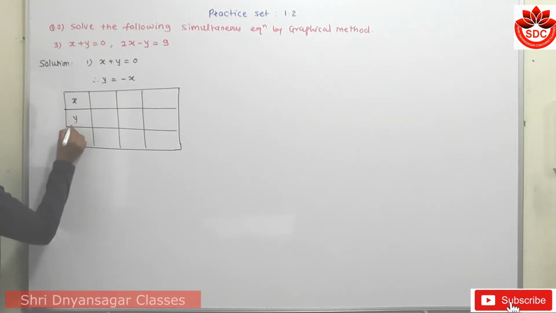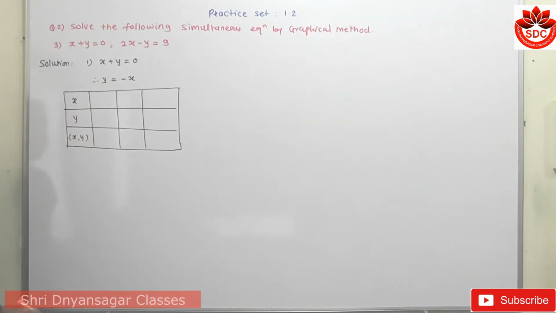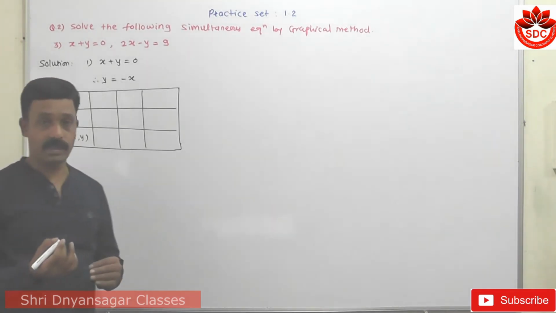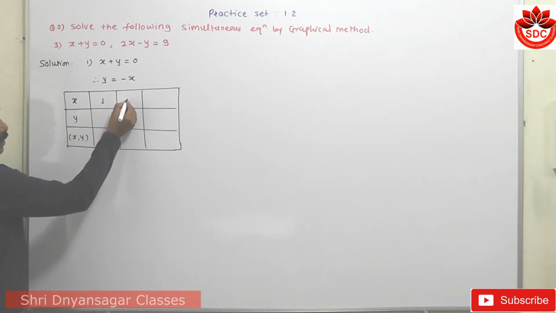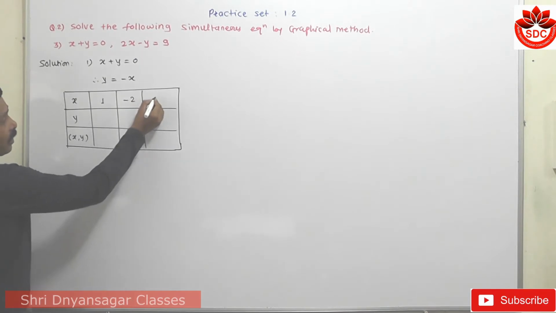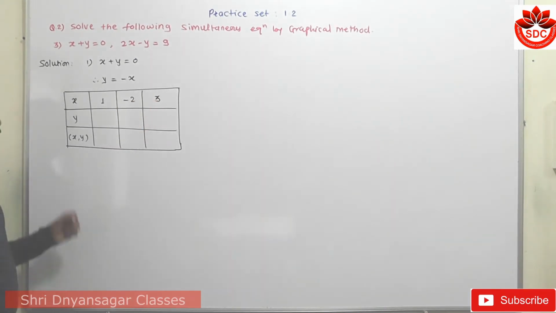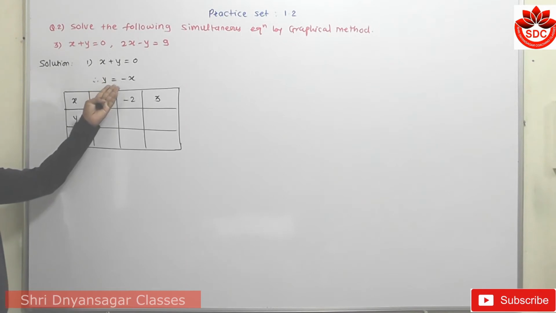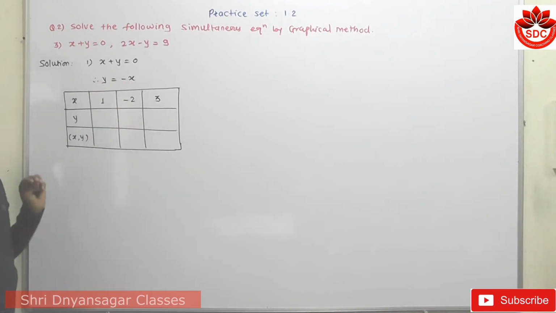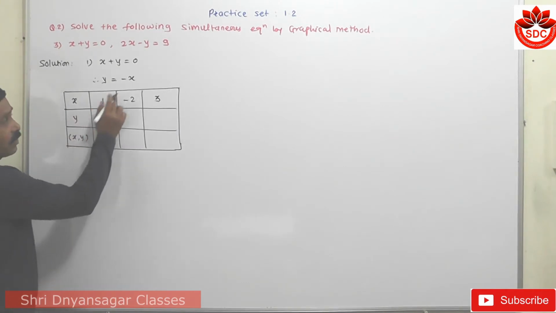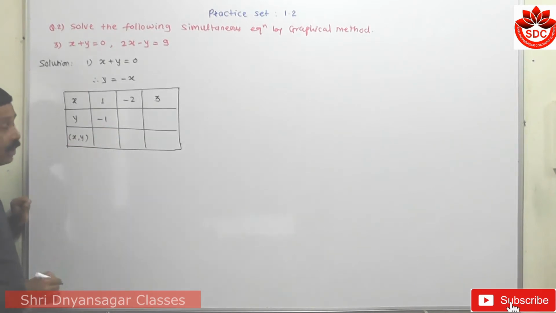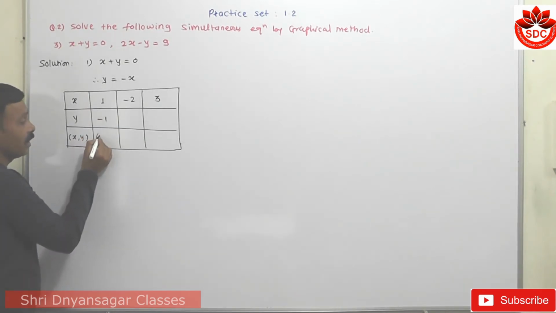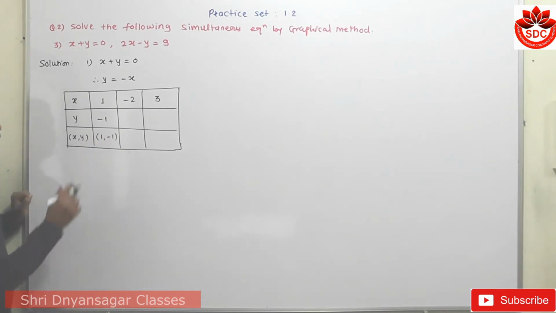Here is x, here is y, here is the coordinate, x comma y. Now we take any values of x as you like. Here I have taken 1, then suppose minus 2, and this is 3. This is the simple one, so I directly substitute the value of x here and write the value of y. If we put x is 1 here, we get y is equal to minus 1. So the ordered pair is 1 and minus 1, meaning the x quantity is 1 and the y quantity is minus 1.